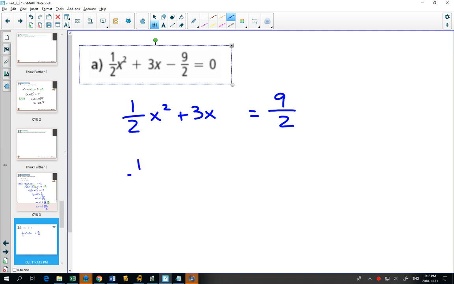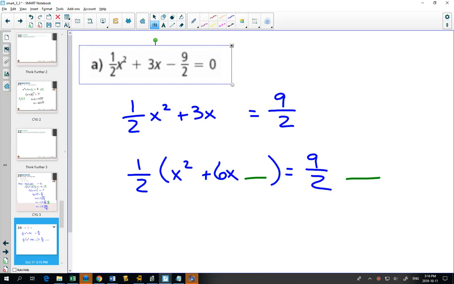We factor out the half. 1/2 times what is 3? This is the best way to factor out a fraction. It's got to be 6. If you think about distributing, 1/2 times 6 would be 3. So when I take a half out of 3, there would be 6. Put your space here and space there.